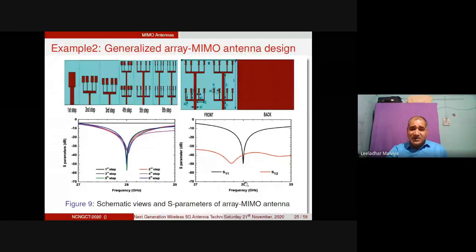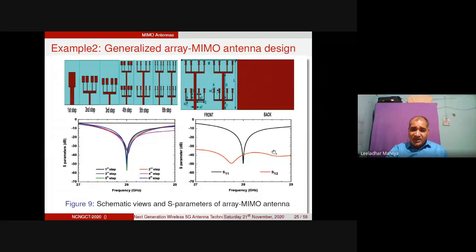And if you look at the return loss and the isolation of this array cum MIMO antenna, you can find here that more than 30 dB of isolation can be obtained in this design. Okay, because of the same structure at different ports, we have obtained the same value of S11 equal to S22 as well as S12 equal to S21, right?